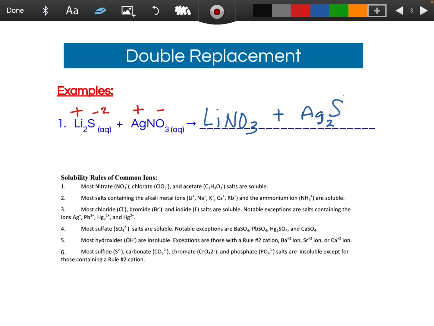And so once you have those charges balanced, then you can balance the number of atoms on each side of the arrow with your coefficients. On the reactant side, we have 2 lithiums, so we need 2 lithiums on the product side. We have 1 sulfur and 1 sulfur on the reactants and product side. On the reactant side, we have 1 silver, and on the product side, we have 2 silvers. So we'd have to put a 2 here. And that gives us 2 nitrogens. Here we have 2 nitrogens. And then we have 6 oxygens here, and we have 6 oxygens here. So this would be our balanced equation.